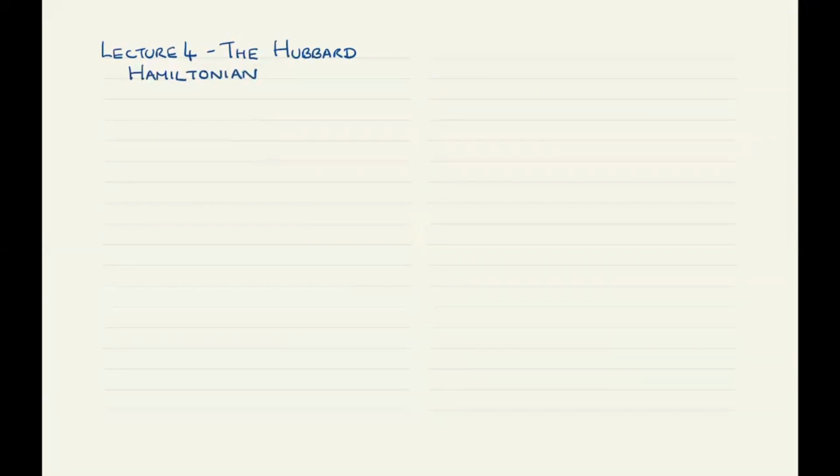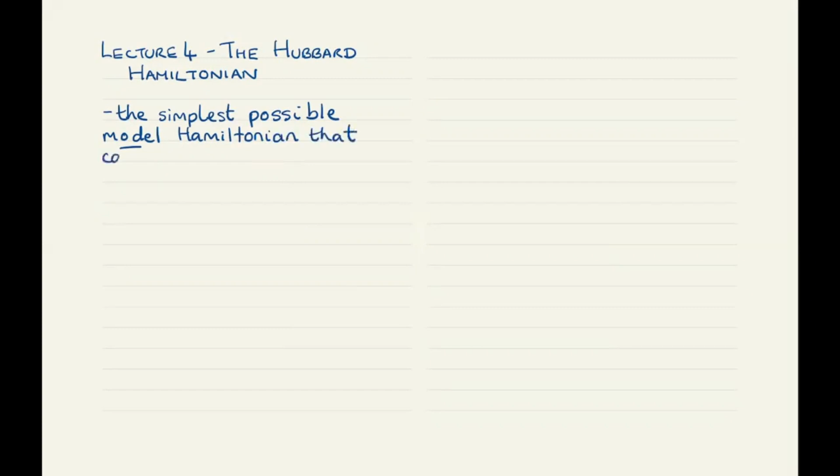In this lecture, we'll quantify the Mott-Hubbard phase transition that we introduced qualitatively in the previous lecture by writing down explicitly the Hubbard Hamiltonian, which is the simplest possible model Hamiltonian that captures the physics of the Mott transition.